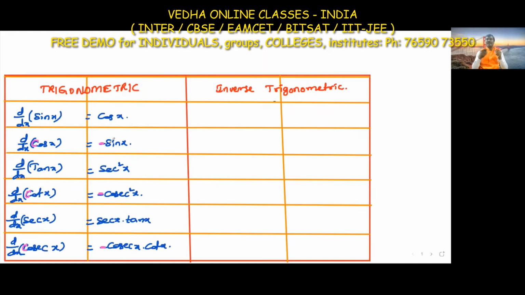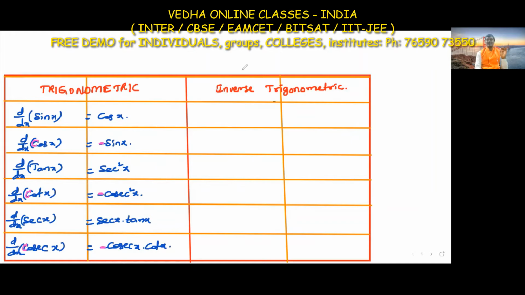So here is an easy way to remember which is positive and which is negative. The function that starts with c means we get the minus sign. If a function starts with c, meaning cos x, cot x, cosecant x, for these functions we are getting an extra minus. These two are similar: secant square x and cosecant square x.